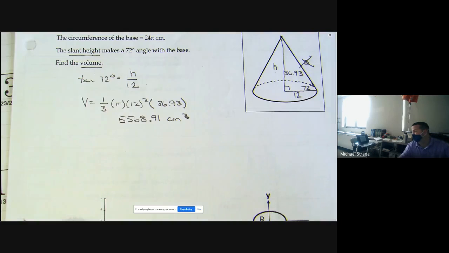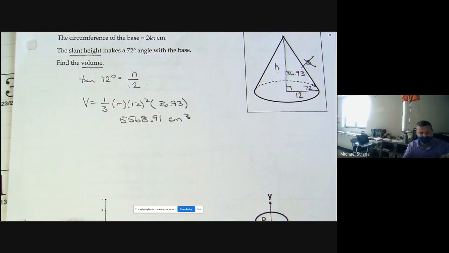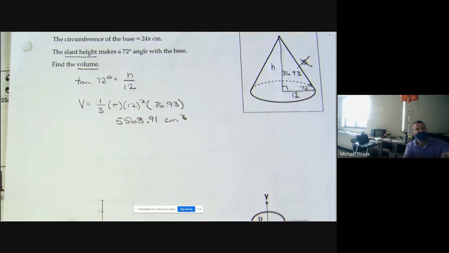If it doesn't say in terms of pi or exact, is it always rounded? The only time you round is when it tells you to round. The only time you round is when it tells you to round.